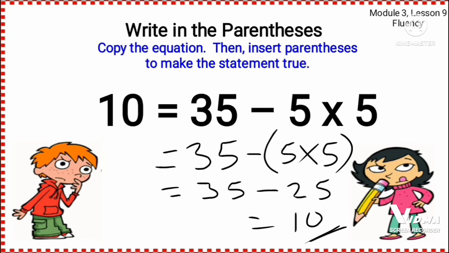So let's put it where it should be. 5 times 5. So 35 minus, in bracket, 5 times 5. 5 times 5 is 25. 35 minus 25 equals 10.